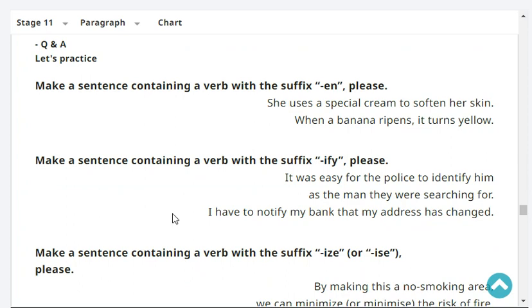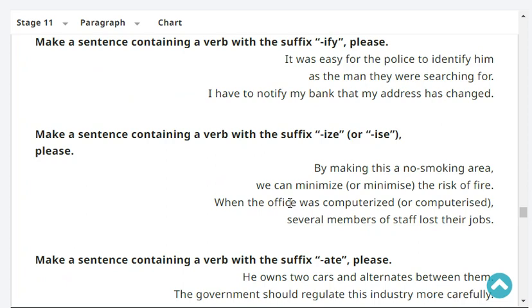Make sentences containing a verb with a suffix ify, please. It was easy for the police to identify him as the man they were searching for. I have to notify my bank that my address has changed. Very good.